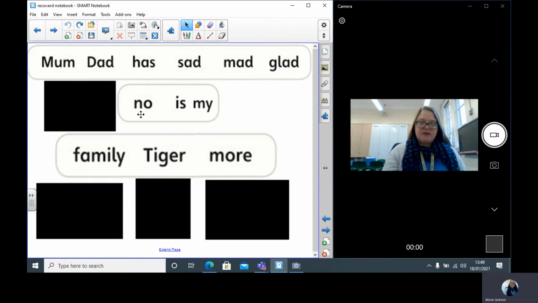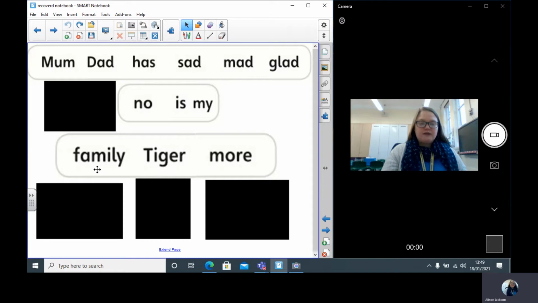No, these are tricky words, so we just have to put them into our head. No, is, my. Let's read them one more time. No, is, my. Super. Right, so these were the words that we were thinking a bit more about the meaning.